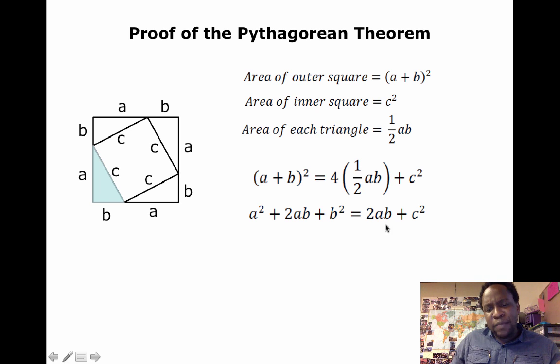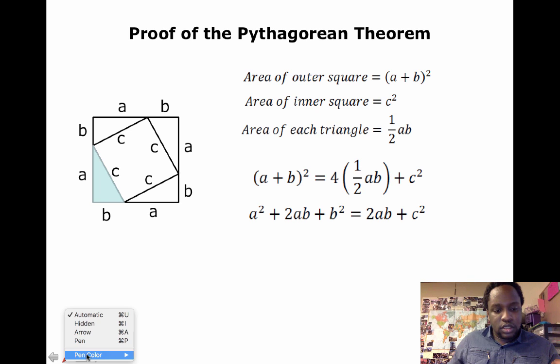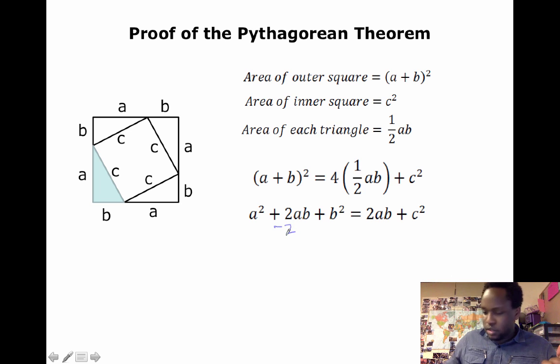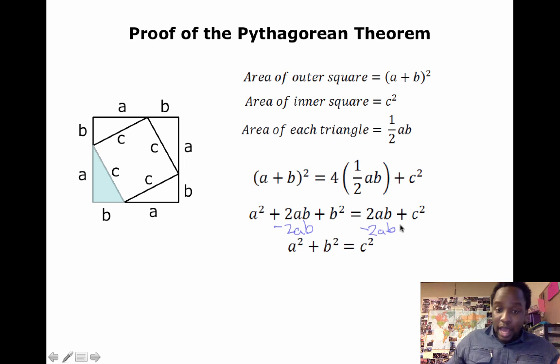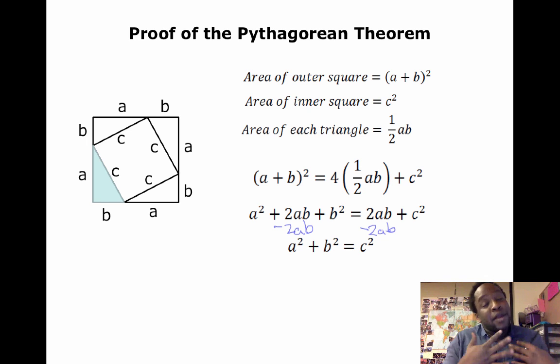Then we have a 2ab over here and a 2ab over here, so we can subtract 2ab on both sides. And then what we're left with is a squared plus b squared equals c squared. So this was one way to prove it. Now I want to show you another way without doing algebra.